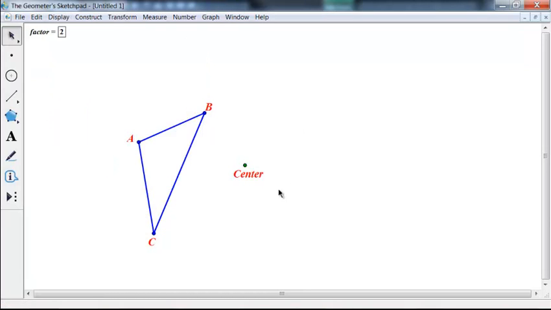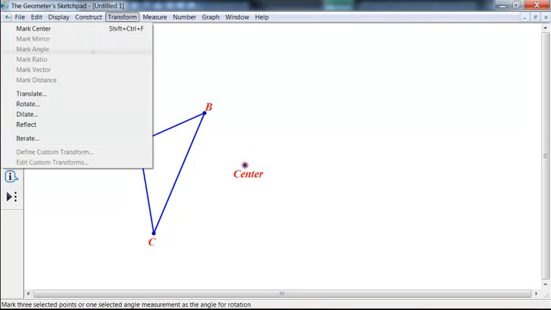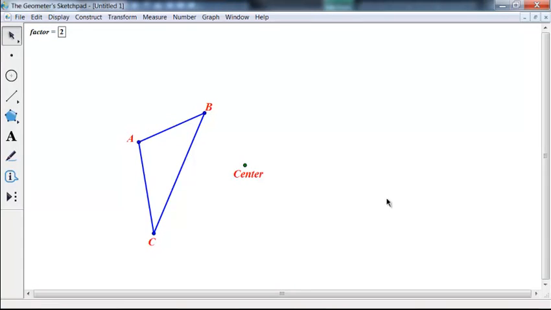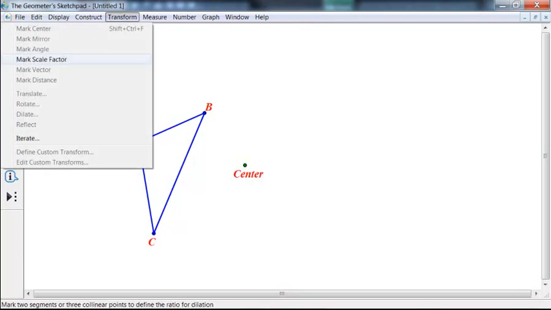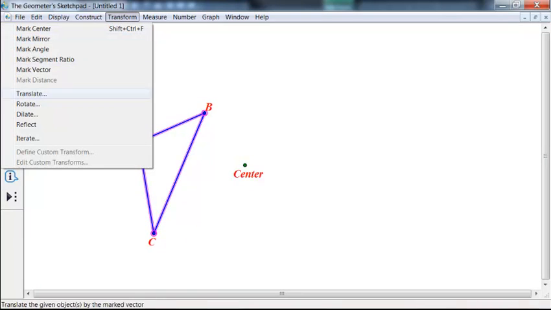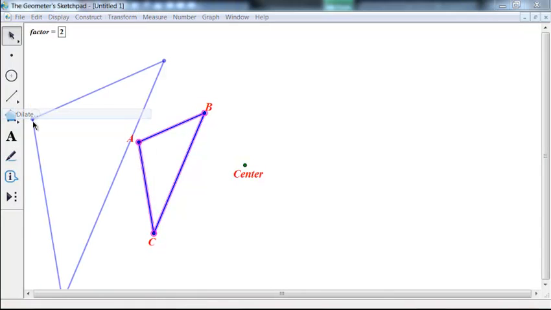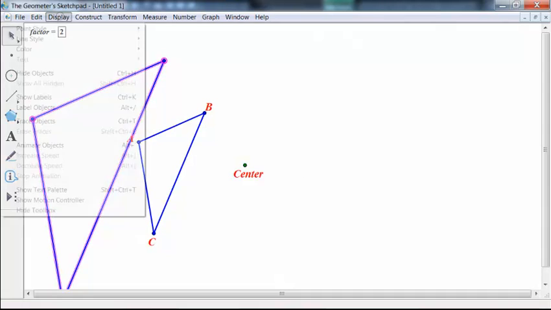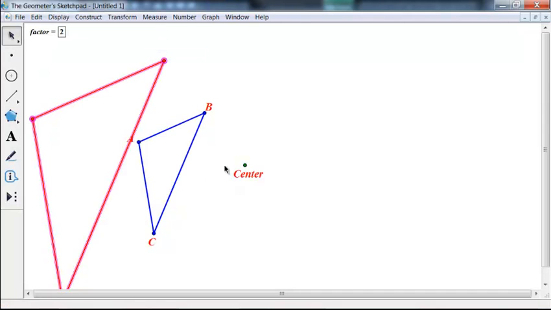The way you work this in Sketchpad is you click on the center, you go to Transform, Mark Center, just like you would for, say, a rotation. Then you click on the factor and say Transform, Mark Scale Factor. You select your pre-image points and do Transform, Dilate. And that gets us our new points, which is our final image.